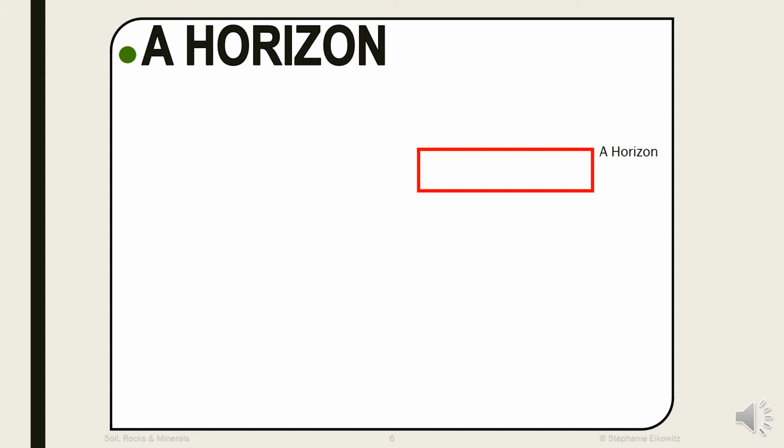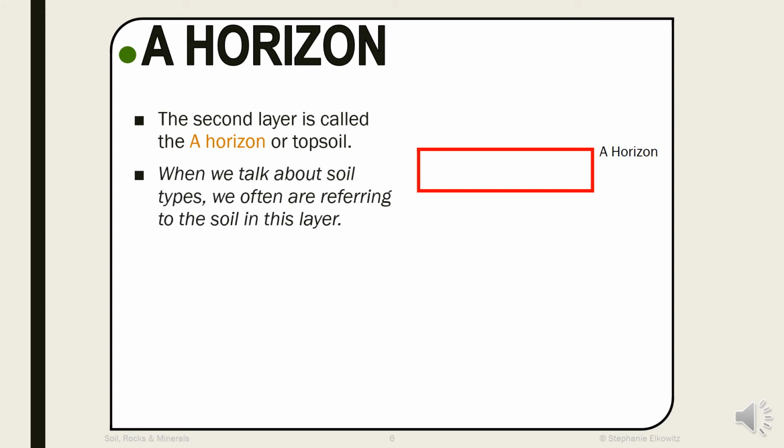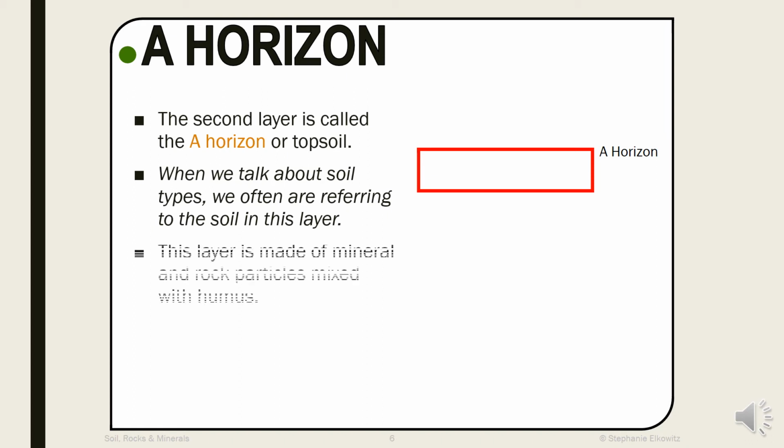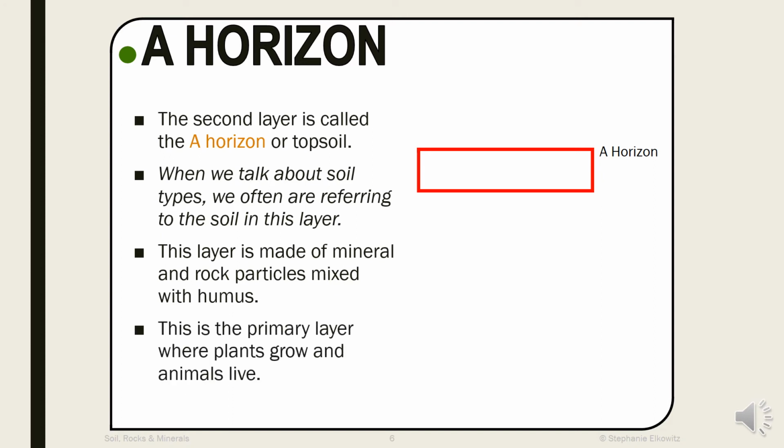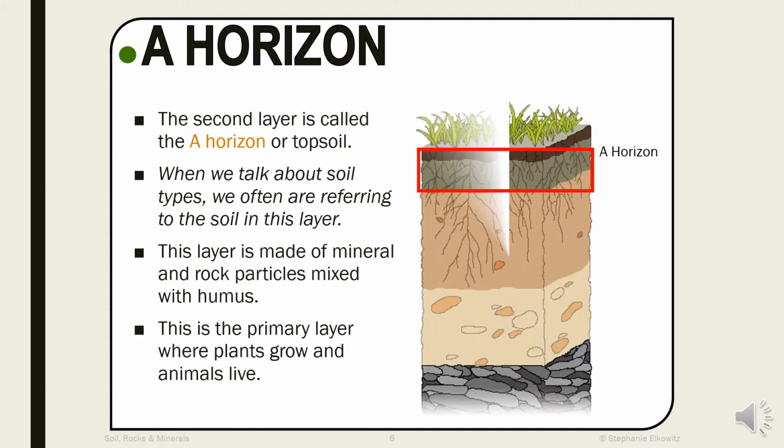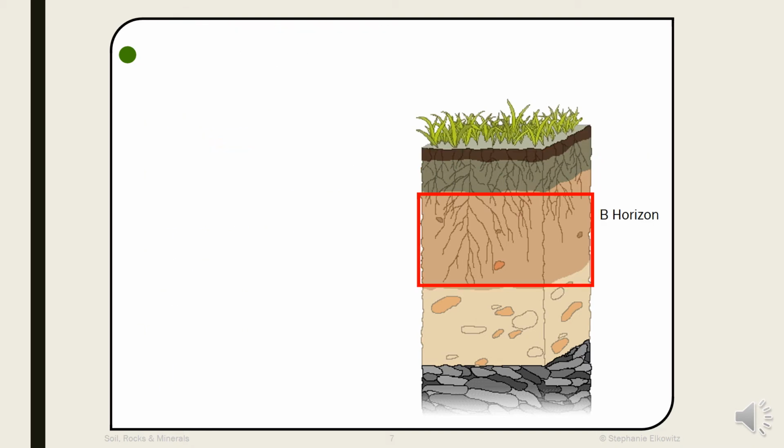Next one is the A horizon or A layer. This layer is called the A horizon or the topsoil, and in this layer a number of minerals and rock particles mixed with the humus are present. Here is the addition in this layer: humus is present, but along with the humus a number of inorganic particles or minerals are also present, and this is the primary layer where the plants grow and animals live. Here is the diagram which indicates the A layer or horizon.